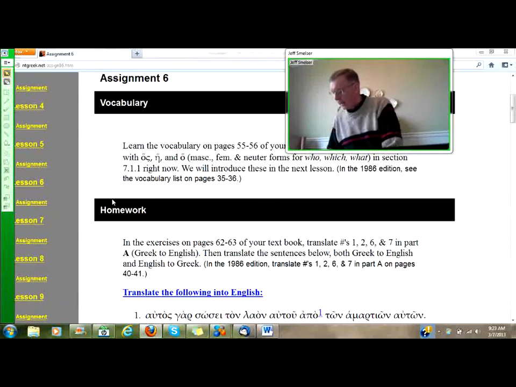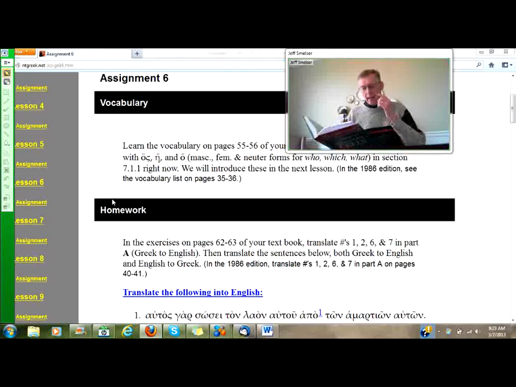On page 62 in Part A, number 1 says, "Hemes ouk heuresomen auton;" Let's just stop there because we have a punctuation mark. Let's notice the punctuation mark looks like a semicolon, and that is the mark that is used to indicate a question mark. So we have a question here.